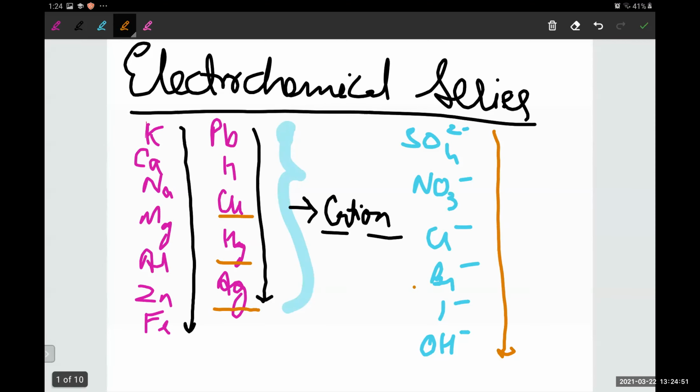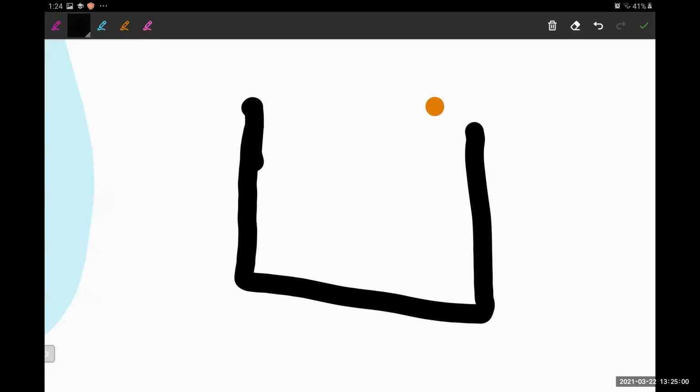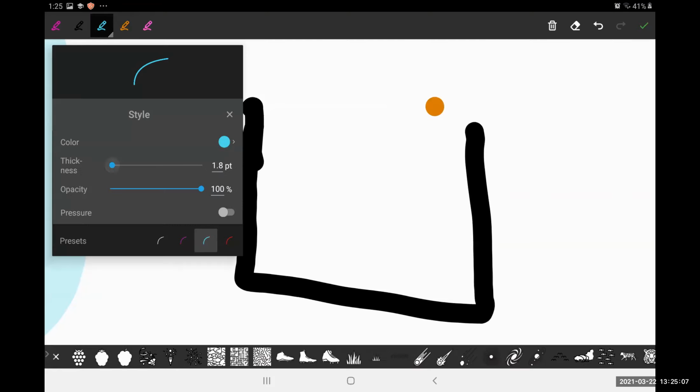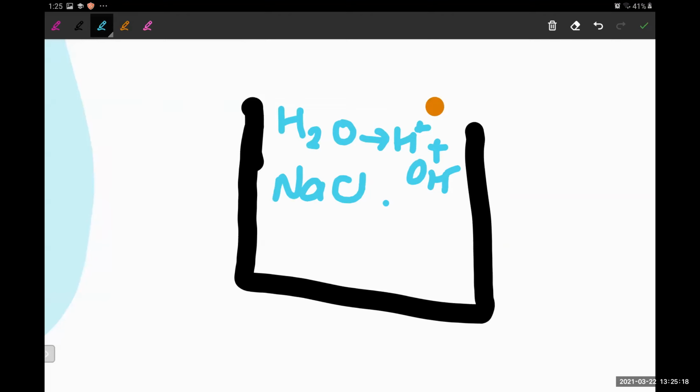Now see, I'll tell you one example of this. So let's zoom in and we'll look at an example. Okay, so for example, we are having this vessel in which we are having water and NaCl also. So we all know that water will break into H plus and OH minus, and this NaCl will break into Na plus and Cl minus.